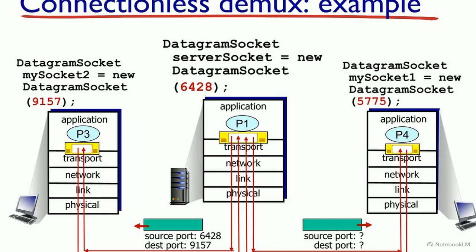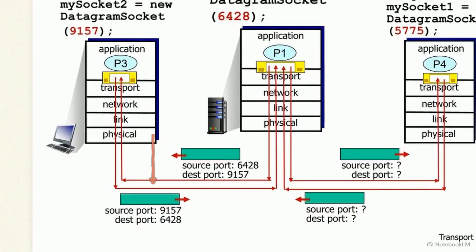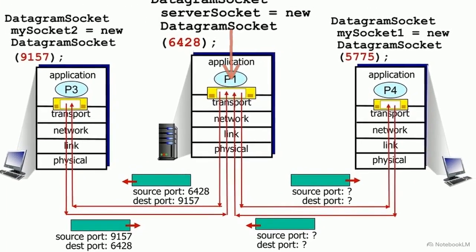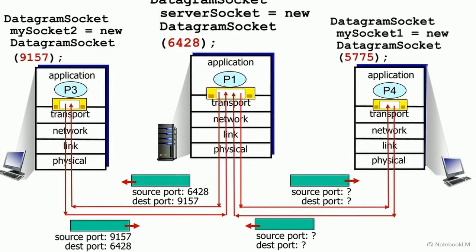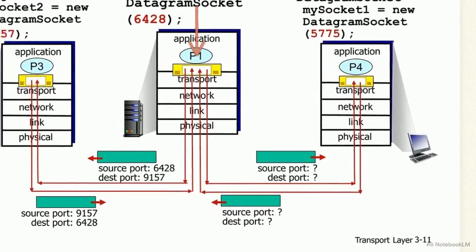Focus on the center machine running a process tied to a yellow socket, mathematically mapped to port 6428. Trace the traffic from the computer on the left. It sends a datagram originating from its own port 9157, aimed directly at the server's port 6428. The server accepts it and pushes it up the socket. Now look at the computer on the right. It fires off a completely separate datagram from port 5775, targeting the exact same server port 6428. Because of the two-tuple rule, both distinct streams are routed into the exact same yellow socket.